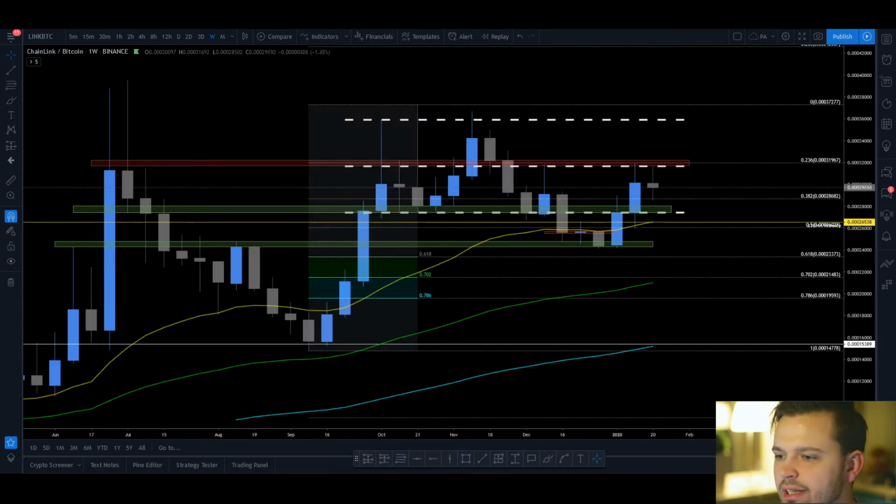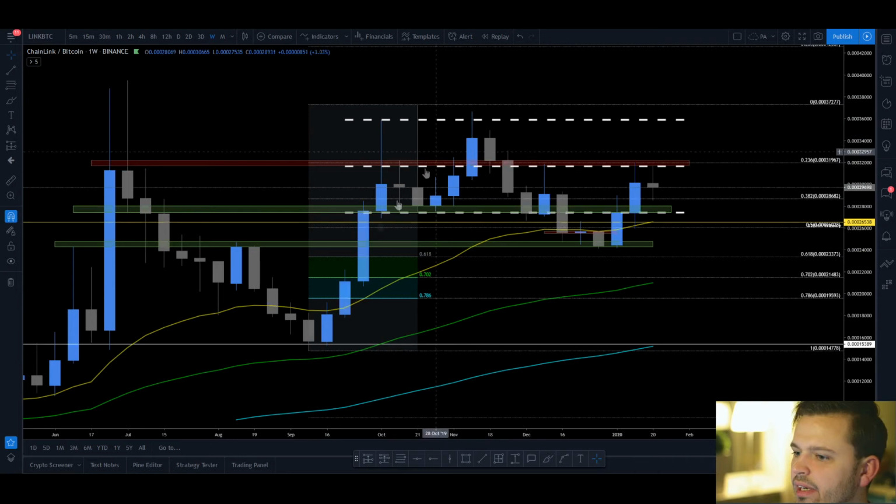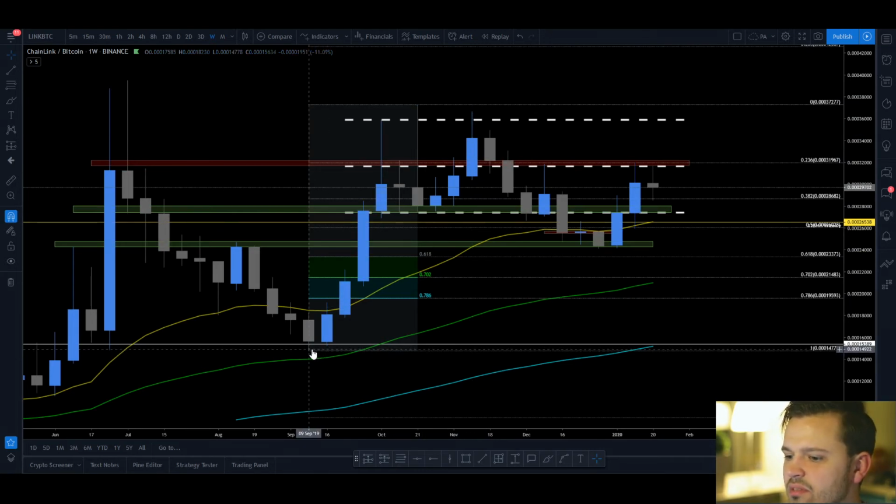So here's LINKBTC on the weekly for you guys. As you can see here, we had this very nice pump back in September, October. So I've measured my range from this low to this high up here, and as you can see here, we have the 50% level here, confluent with the weekly 21 EMA. So that's obviously going to be a strong area to watch if price comes down here.